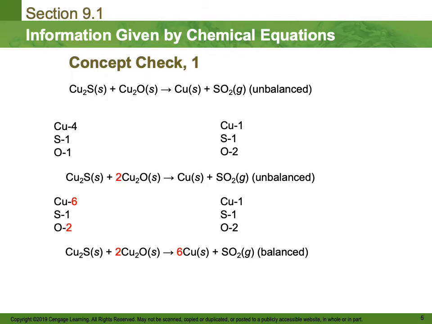So if we read through this, we could say 1 mole of copper 1 sulfide reacts with 2 moles of copper 1 oxide and produces 6 moles of copper and 1 mole of sulfur dioxide. And my balancing is complete.